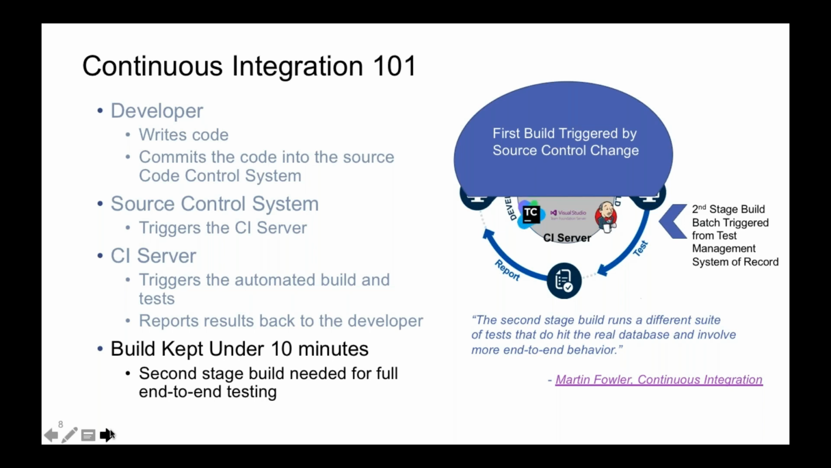And then what we talk about is a second build. So Martin Fowler did a great job in his continuous integration white paper talking about the purpose of the second build. Well, the second build is where we actually start doing all of our end-to-end testing, things that take a much larger amount of time.